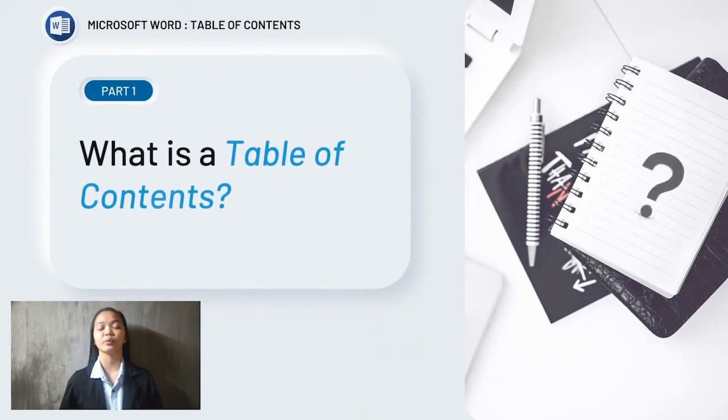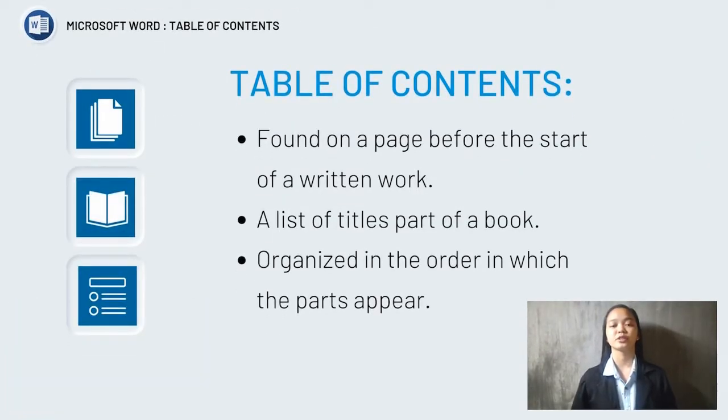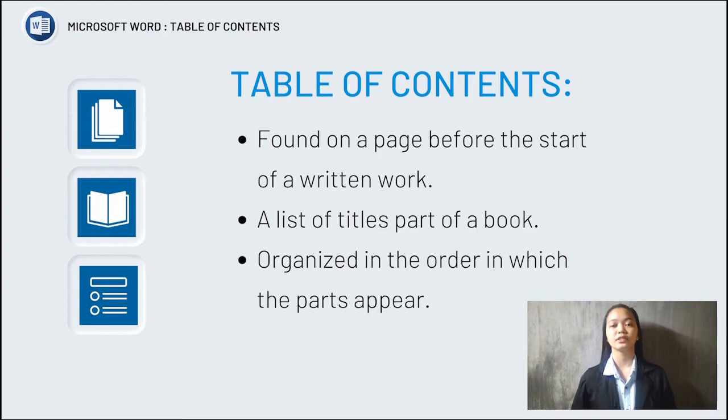Hello everyone, I am Jocelyn Ramos. I will explain what a table of contents is. A table of contents is usually found on the first page of a book, before the start of a written work. It indicates the chapters or a list of titles that are part of the book or document. It also indicates the pages on which the organized work appears.